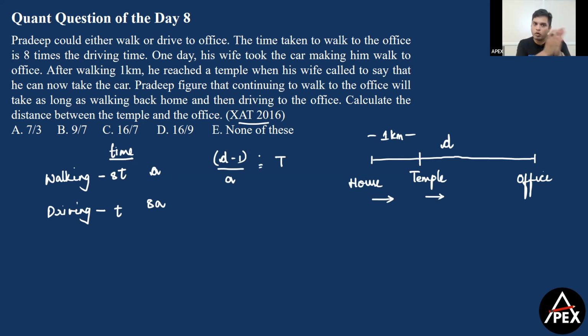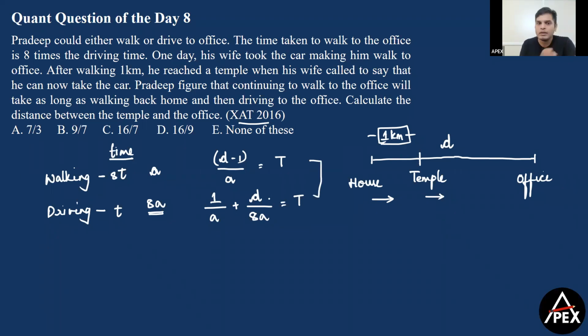Now if he has to go back home, then he has to again walk this 1 kilometer back. So the time taken would be 1 by a plus, now from home he has to drive to the office. So the distance that he has to travel is d by what is his driving speed? 8a. And this is also same as T. Clear? So here it is given that Pradeep figured that continuing walking to office will take as long as walking back home. So these two are same.